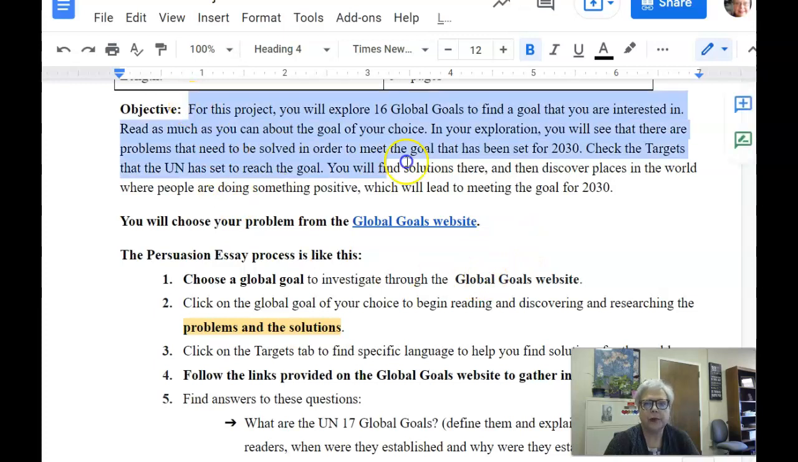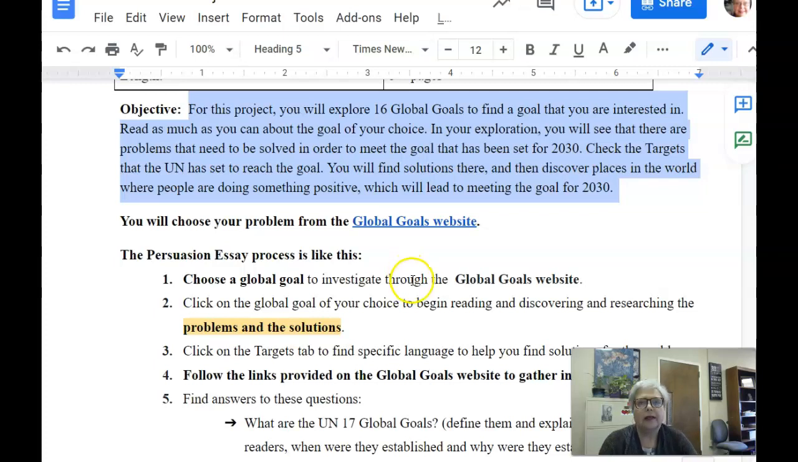The objective for this project: there are 17 global goals that have been created by the United Nations. And these are goals that the United Nations feels need to be met in order to make our planet, our globe, a much better and safer place to live. So there are actually 17, but we're going to choose from the first 16.